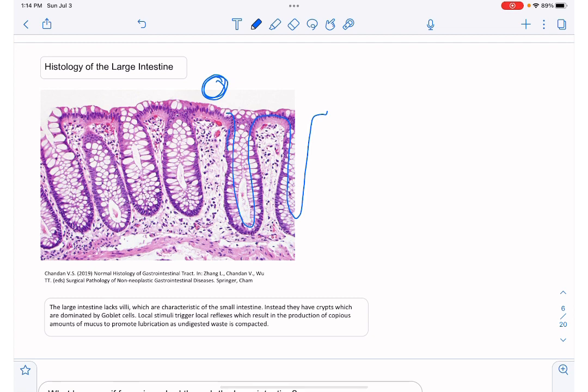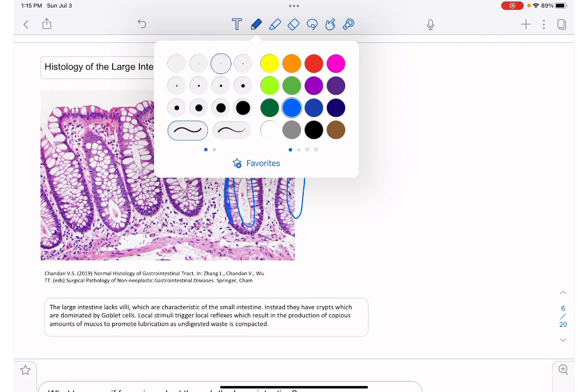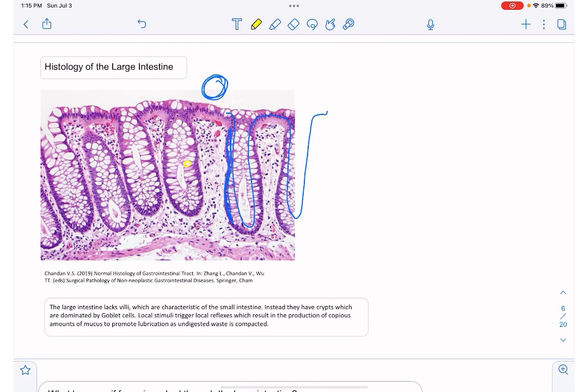And this is the epithelium that is lining those crypts. And guess what? That is a simple columnar epithelium, just like the stomach and just like the small intestine. But another thing that really stands out are all of these white, clear balloons, I guess, or bubbles that are lining the crypts, interspersed between the epithelium. And what are those? Well, those are goblet cells.